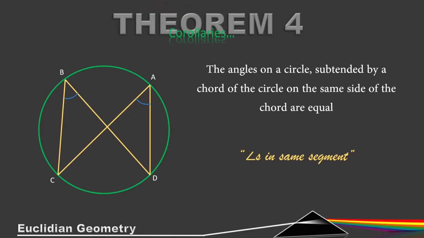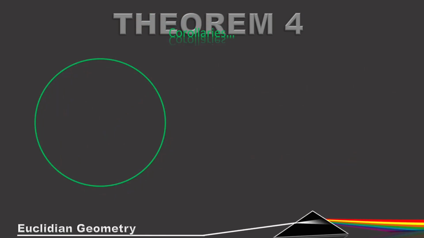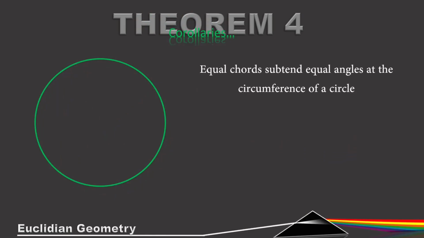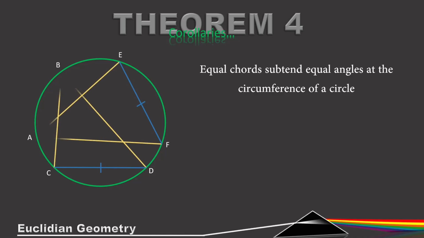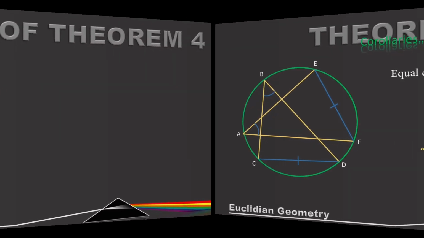So the corollary that follows from that is, let's say that we have a chord: equal chords subtend equal angles at the circumference of the circle. So let's say we have chord CD and then any other chord EF. If the two chords are equal, then the angles subtended by those two chords will also be equal. And the reason is: equal chords subtend equal angles.